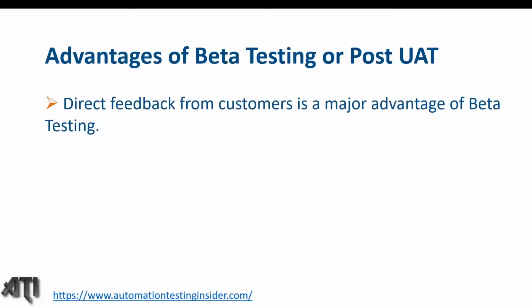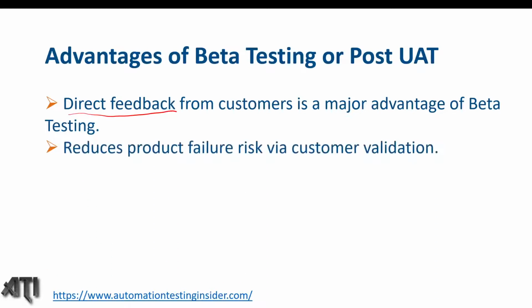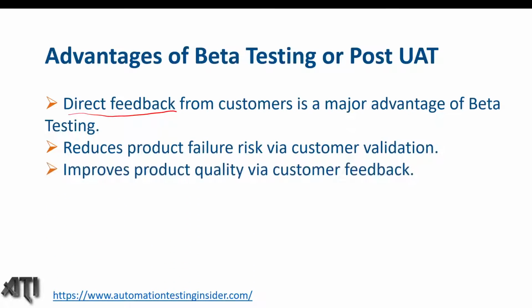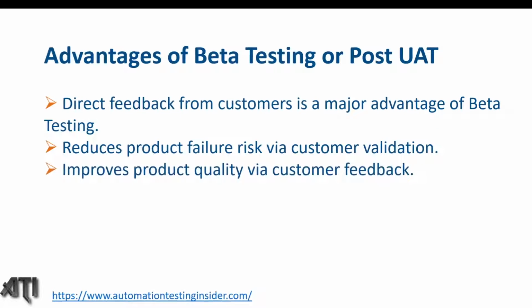Advantages of beta testing or post UAT. Direct feedback from the customer is the major advantage of beta testing. So we'll get the direct feedback from the customer, like what exactly they want to change in the software. It reduces product failure risk via customer validation and improves product quality via customer feedback.